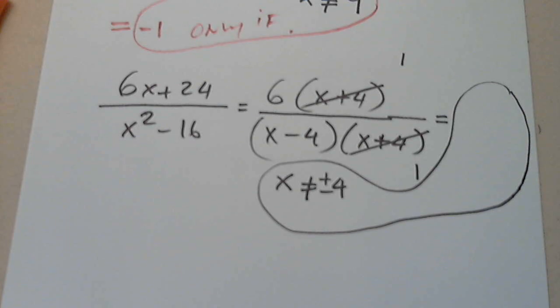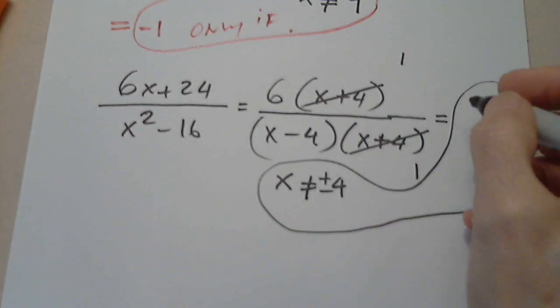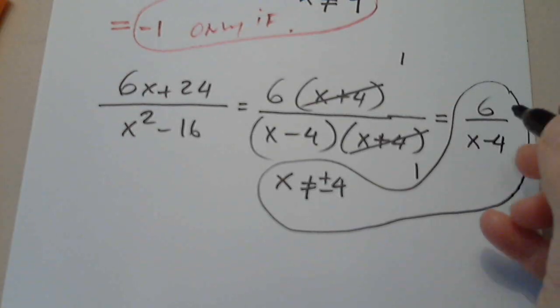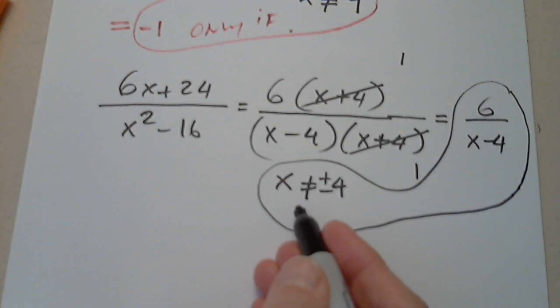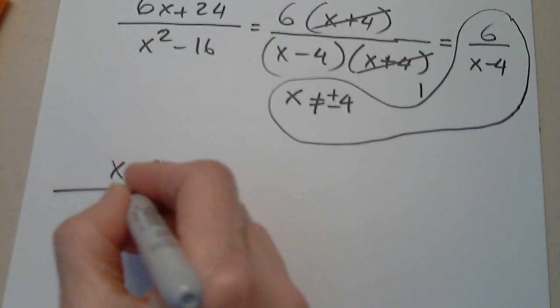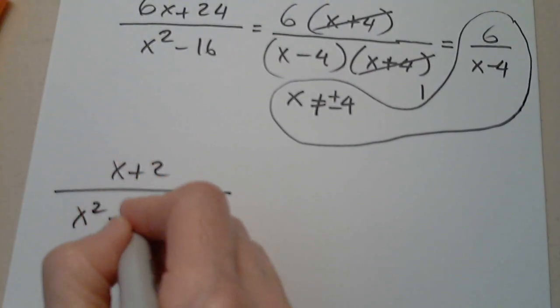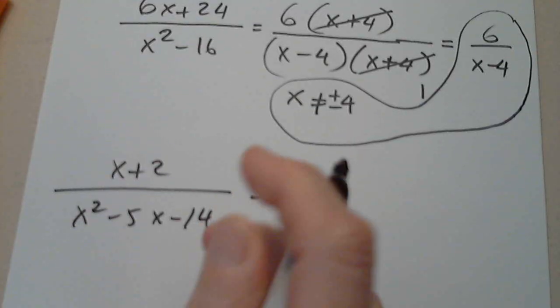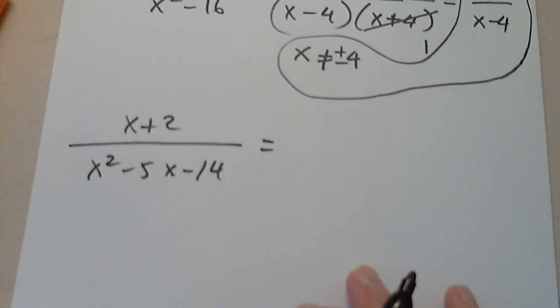Can anyone give us the simplified form, please? 6 over x minus 4. 6 over x minus 4, assuming that x will never be plus or minus 4. Excellent. The next one. X squared minus 5x minus 14. Good, let's work on this, please.